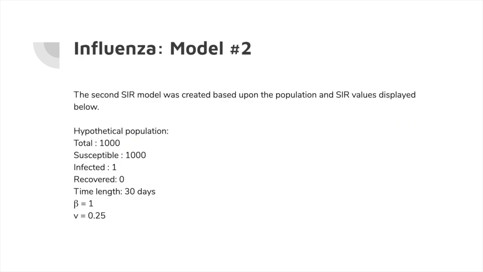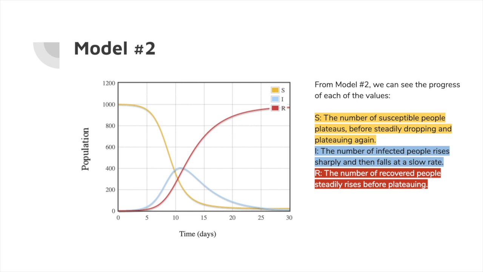Model 2 for influenza. The hypothetical population is the same as for the second model of the other diseases: 1,000 total, 1,000 susceptible, 1 infected, and 0 recovered. Time length 30 days. And beta and V are the same for all of them. The number of susceptible people drops and then plateaus. The number of infected people rises and falls, and the number of recovered people steadily rises before plateauing.